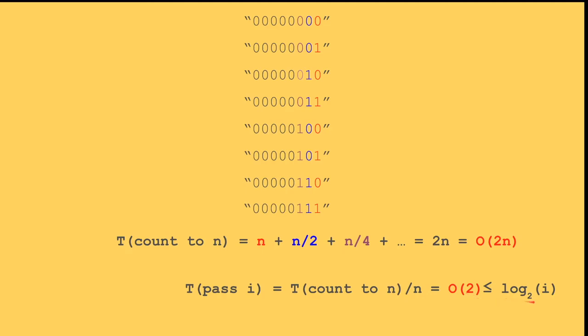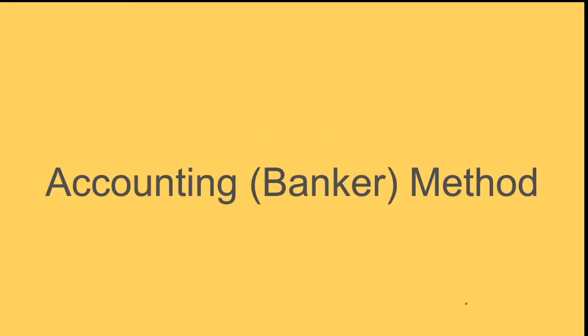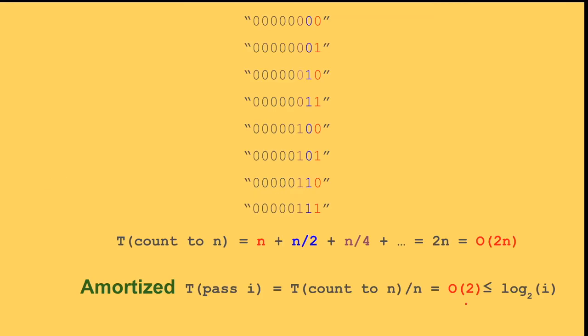And compare this to what we calculated before, which was log of i. This is a constant value now. Therefore, again, amortized runtime of each pass is O of 2. All right, so basically, counting each pass was only constant time.